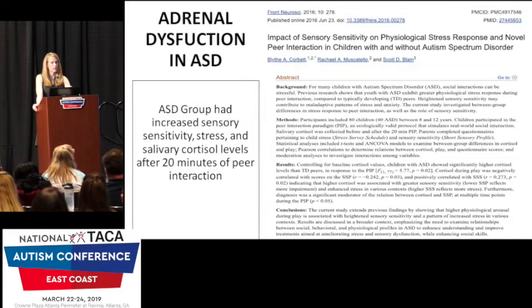They also had parents fill out forms in regards to sensory issues, and they found that after the encounters, the responses to the sensory sensitivities were extremely elevated in those children as well, compared to neurotypical children. So we have increased cortisol, which could be contributing to sensory issues as well.